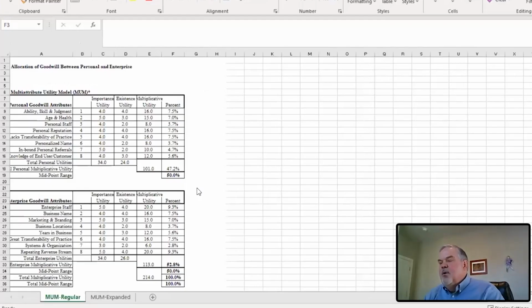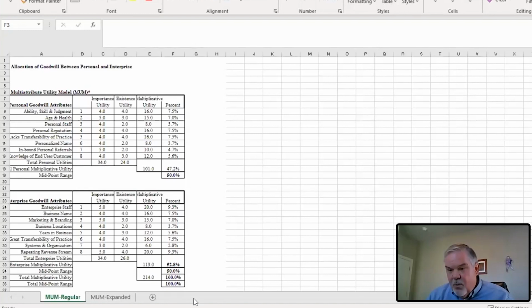All right, so the MUM, that's the acronym for the multi-attribute utility model. It's actually a technique that was developed for non-valuation purposes. It's a decision-making matrix on how to do geopolitical things and where to put nuclear dump sites, very unusual things like this. And so in the MUM, it's basically an objective method of interpreting subjective information, in theory. So what you're doing is trying to attribute attributes to personal goodwill and attributes to enterprise goodwill.